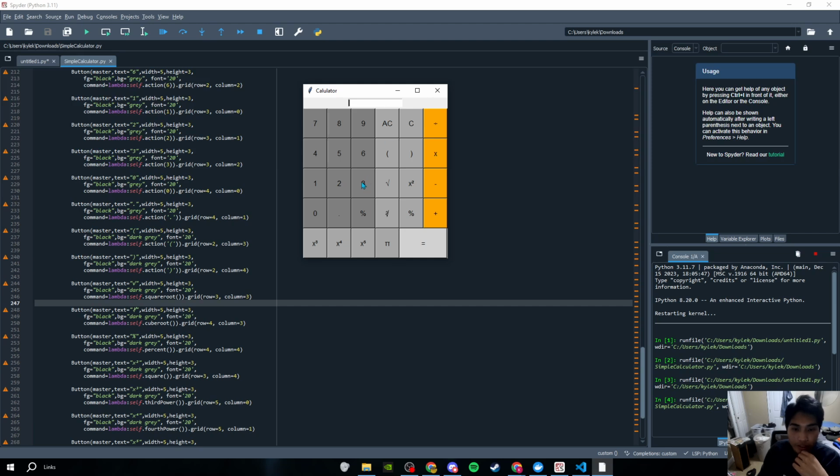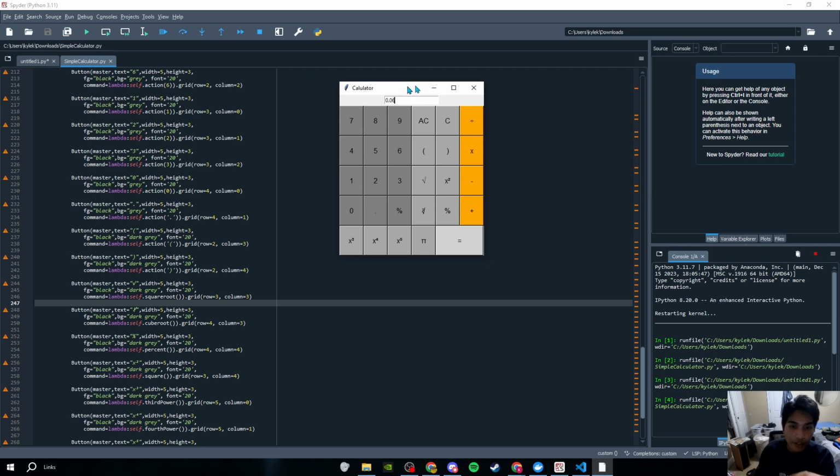If you want to get the cube root of, say, 216, you get 6. And if we want to turn 6 into decimal form, you have percent, which is 0.06. And I made the arithmetic part, like the division, multiplication, the color orange. Everything else is a dark gray. And the equal button is a light gray. So I'll be explaining how I did that in a second.